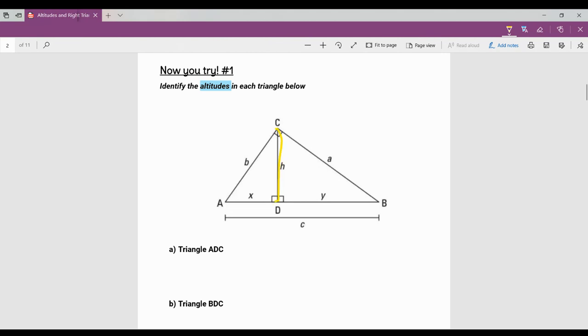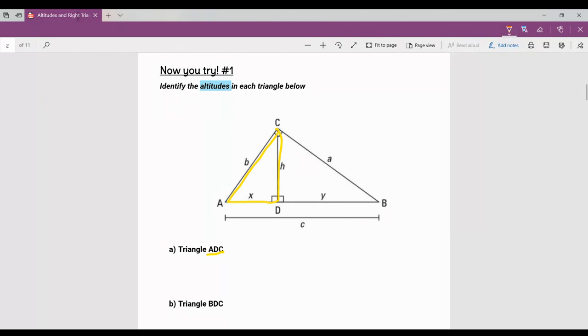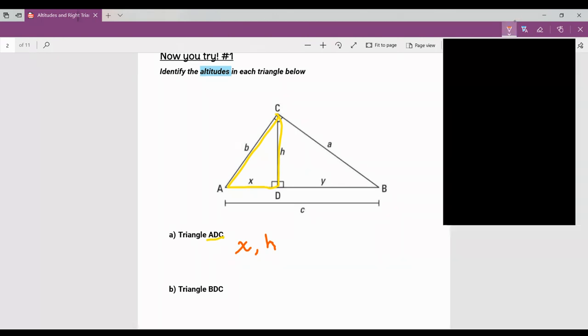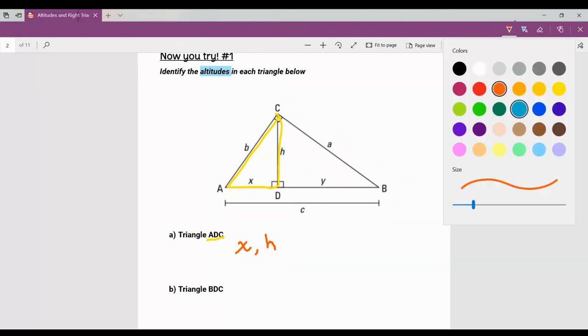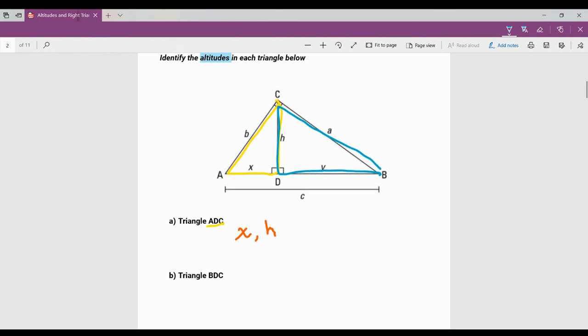So triangle ADC. I want to make sure that I'm only selecting sides from that triangle that we've highlighted here. And so sides that are perpendicular to one another in this diagram would be X and H. Right? If we look at triangle BDC, I want to identify segments that are perpendicular in this triangle. So the only segments perpendicular are H and Y.